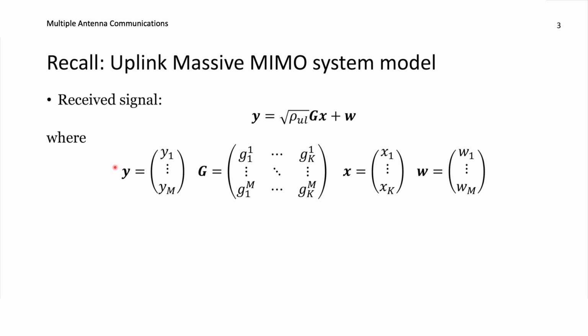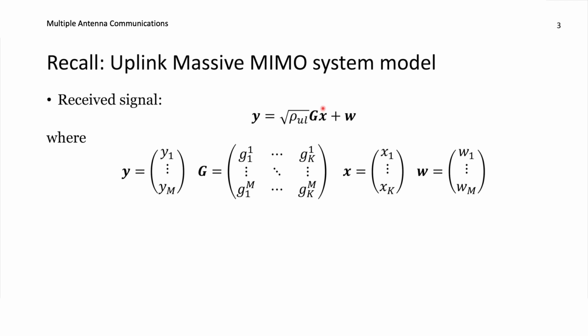So the received signal, y, is a vector of length M, and we have M receive antennas at the base station. And then we have the transmit power, rho uplink, with the square root of it. We have the channel matrix G, where each column is describing the channel from one user to all of the antennas at the base station. So all of those are like SIMO channels that are happening at the same time.